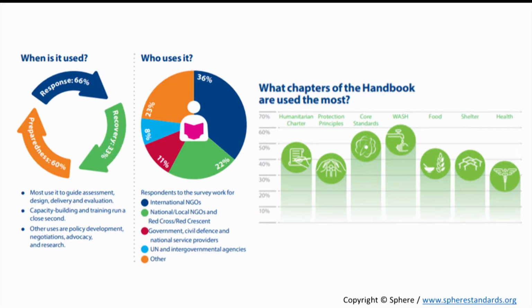And this is who's using it. It's being used in response and relief efforts, but also in recovery and preparedness, so kind of all throughout the cycle, by NGOs, governments, academics, and lots of different organizations. Now, the Sphere Handbook, as we'll see, has the principles and how to apply the principles, and then four categories of life-saving things: water, sanitation, and hygiene, food, shelter, and health.